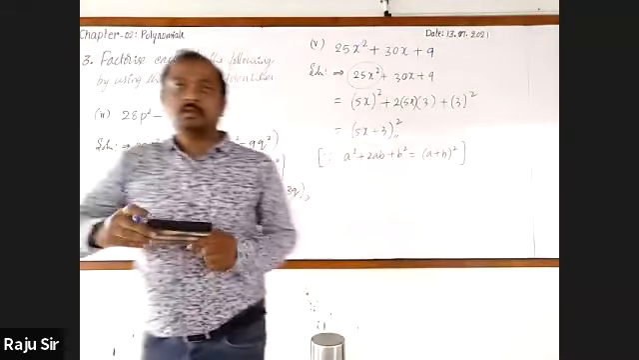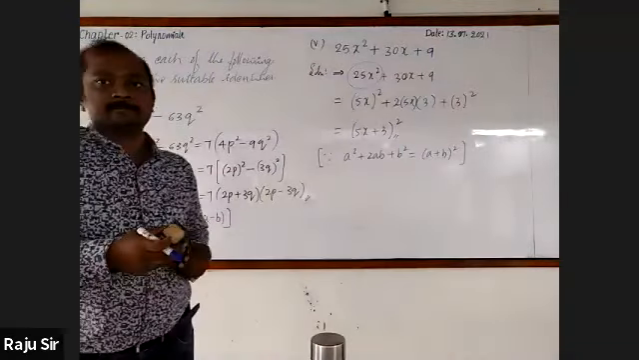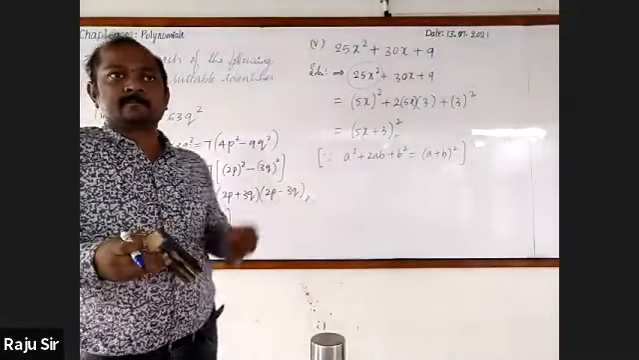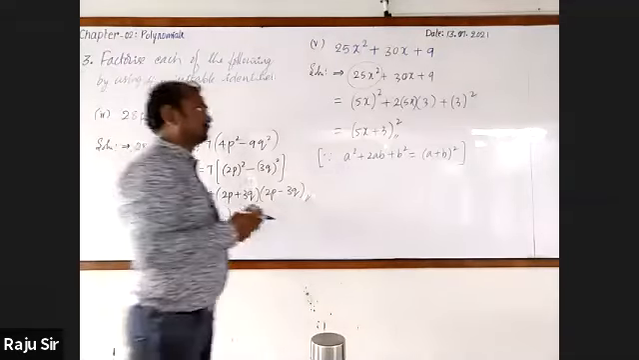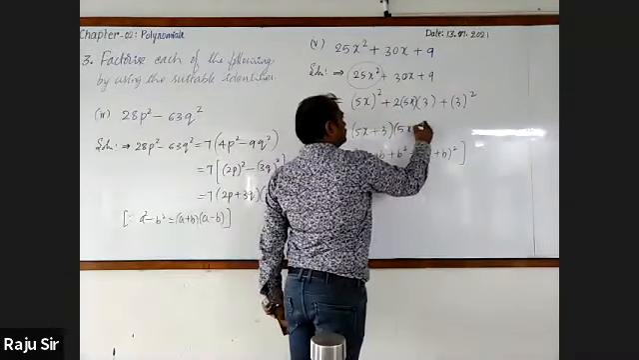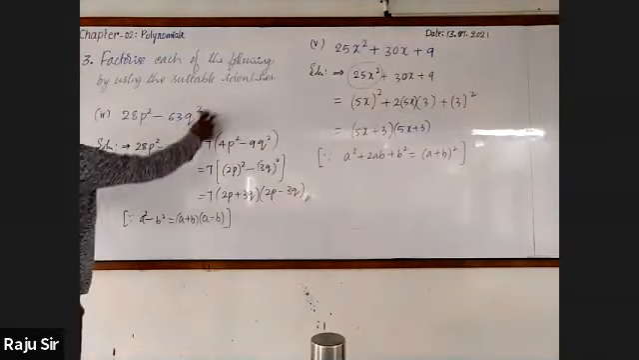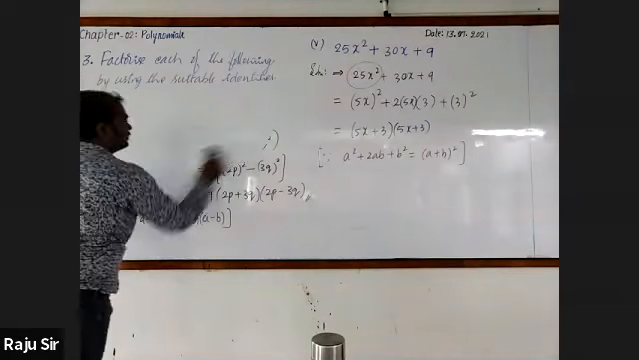Sir, the degree is 2, so the factor should be 2. 5x plus 3, 5x plus 3, we should write, sir. No, you can write it either way. You must have the factorization for your problem. This is also right. Yes, sir. Next, I'll take another one.